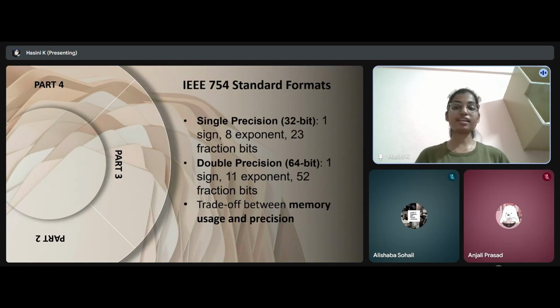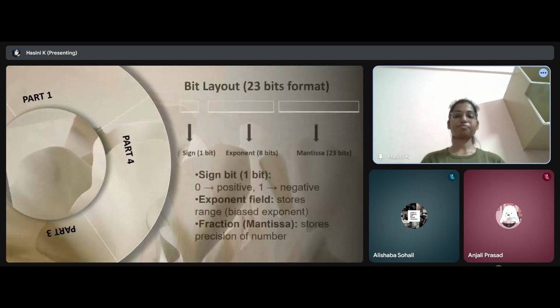The first one is single precision format, in which 1 bit is dedicated for sign, 8 bits for the biased exponent, and 23 bits for the fractional part. And the double precision, where 1 bit is for the sign, 11 bits are for the exponent, and 52 bits are for the fractional part. It's always a trade-off between memory usage and precision. When we use 64 bits, it takes up more memory, but the number is represented more precisely.